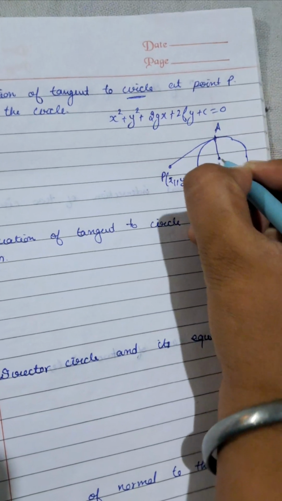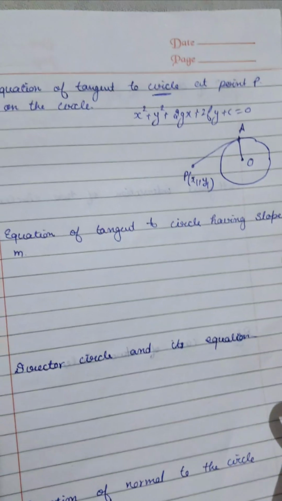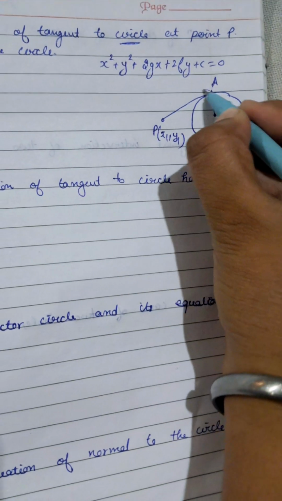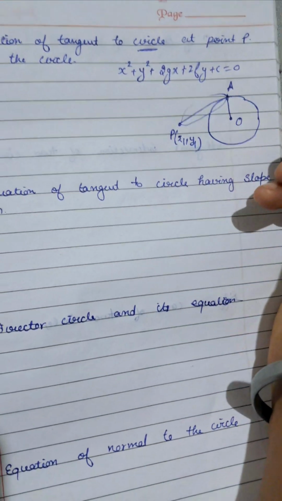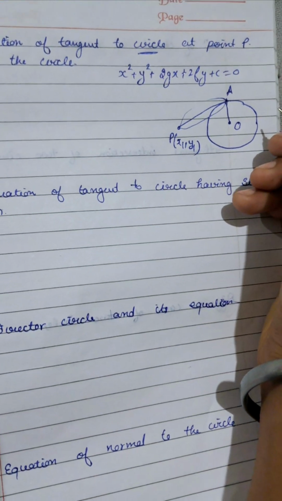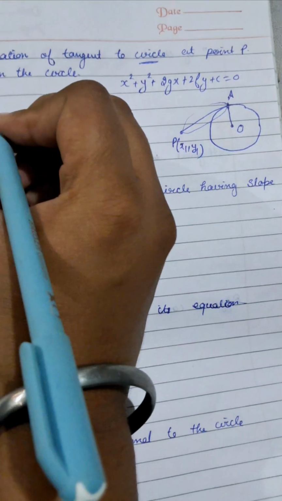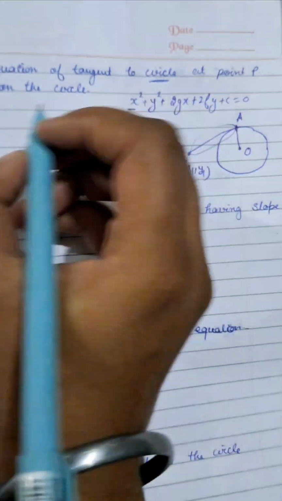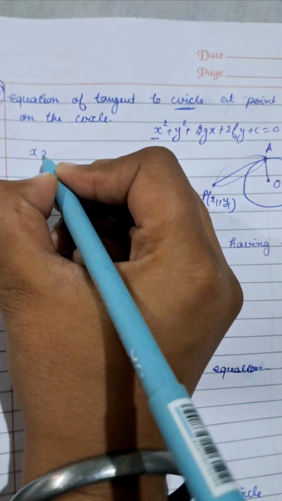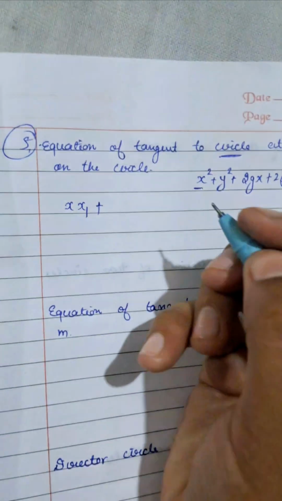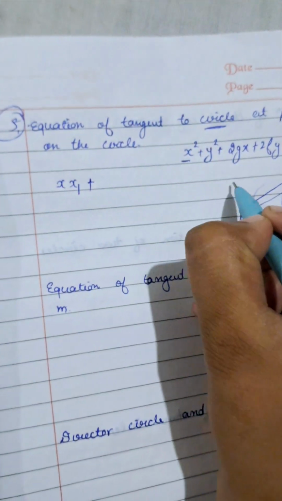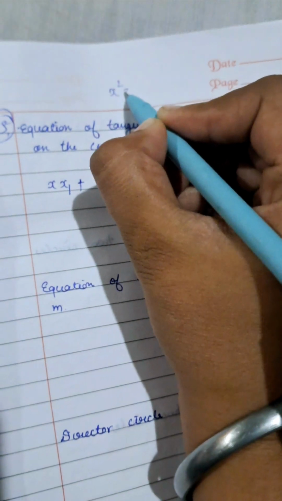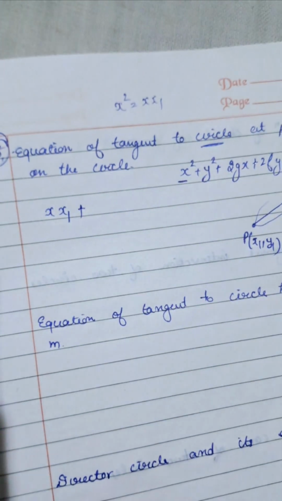Tangent is drawn at point P. So we have to find the equation of this tangent. So its formula is, in place of x square we have to replace with x1. In every term, if it is in square, then we use x1.